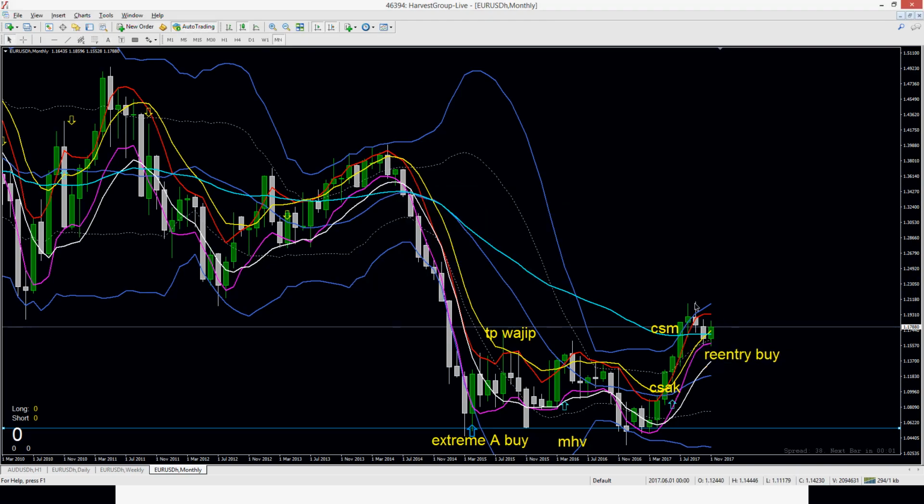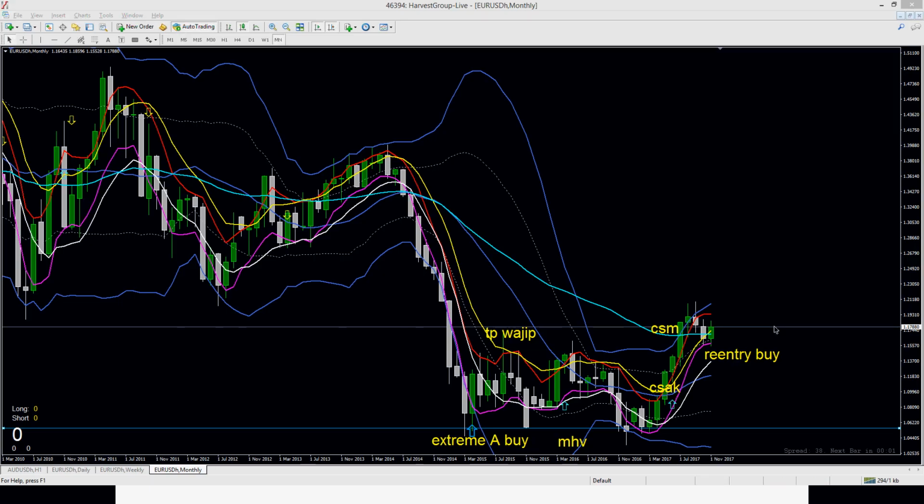So this candle is still not closed, so we still don't know whether it's a re-entry buy or not. But on a bigger scale, the story is that the only reason why daily and weekly went down is to create a re-entry buy for the monthly time frame. So that's the signals and setup for the monthly time frame.